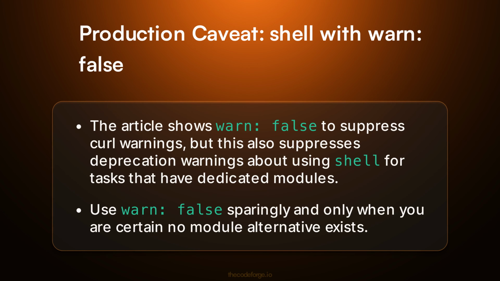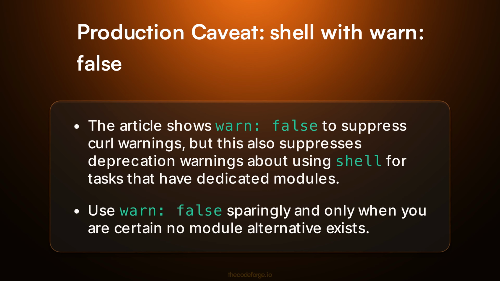The article shows warn: false to suppress curl warnings, but this also suppresses deprecation warnings about using shell for tasks that have dedicated modules. Use warn: false sparingly, and only when you are certain no module alternative exists.